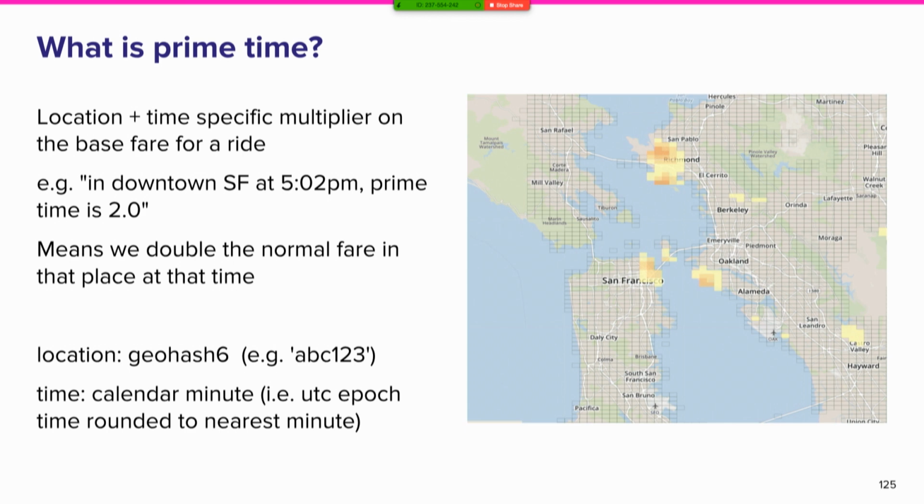Hopefully a lot of you are familiar with this, but if not, the idea is it's a multiplier that applies to the fare that we charge you for a ride that is tied to a specific time and place. And as far as place, we use what's called a geohash system to identify places. You can think of it as just a sort of grid imposed on the world map. And we use geohash 6 precision, which equates to a couple of city blocks wide. But basically, for a given geohash 6 at a given minute, the prime time is a multiplier like 2.0.